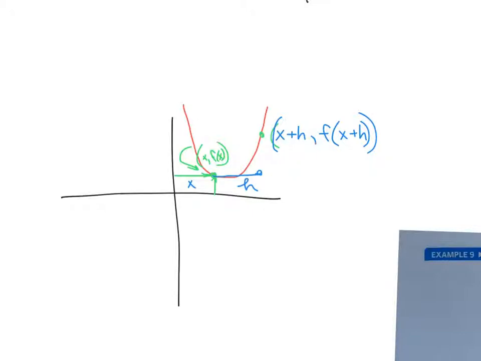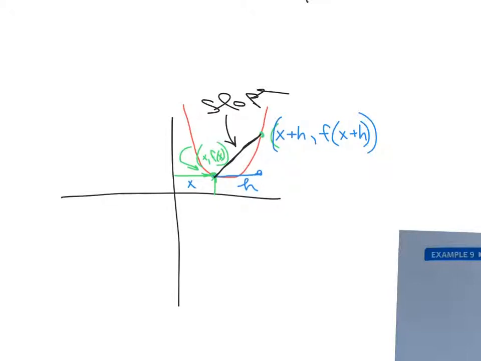If you remember right, this line from here to here, which is the average rate of change, is also called the secant line. And what we're interested in is finding the slope of the secant line. That will be the average rate of change, the slope of the secant line. So in order to do that, we use what is called the difference quotient.